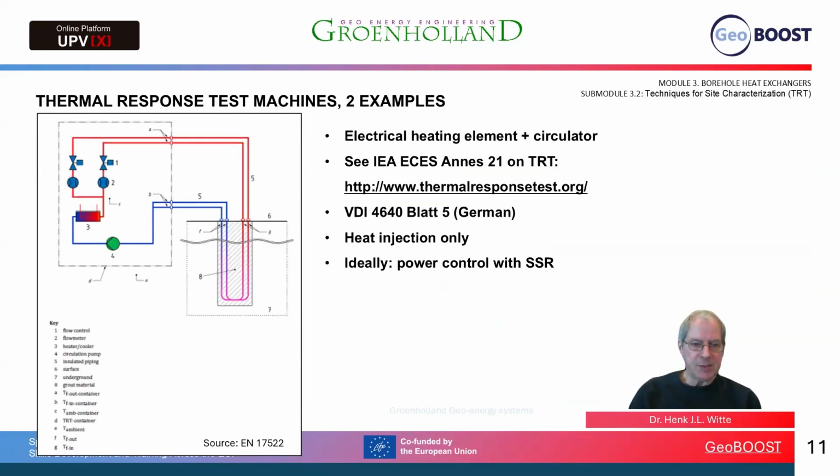Two examples of test machines. The first one is the standard using an electrical heater. We see a schematic on the left. In the little box 7, we have the borehole heat exchanger, either a single or double U-tube in this case, with the temperature sensors at the top of the borehole. This is important to prevent any influences from, let's say, air or other factors that may affect the measurement itself. We have a connection between the borehole and the test machine indicated by 5.